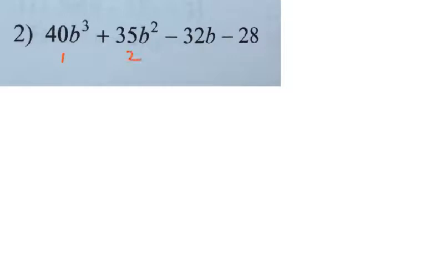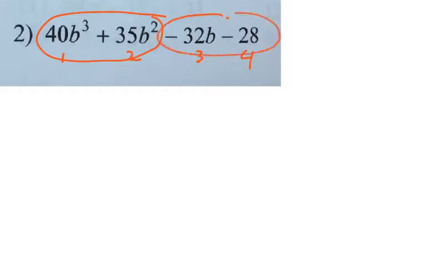Notice 1, 2, 3, 4 terms. Let's group them. Notice this one has a minus we're going to take care of. So in our first group, 40 and 35, I hope you agree we could divide by 5. b cubed and b squared, we're going to divide by b squared. Let's see what we get.